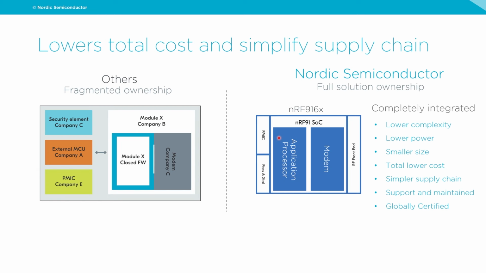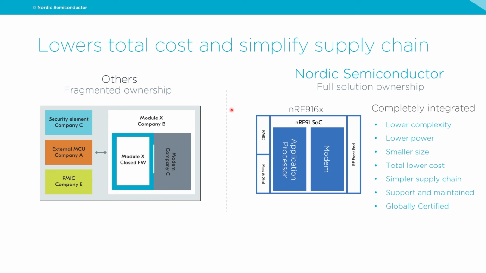This solves a lot of issues, but one of the most important ones is that in this traditional approach, there's fragmented ownership. You have one company providing the chipset, one company providing the module, and then another company for the MCU, PMIC, security element, and so on. When you run into issues or technical difficulties, this creates a lot of points of contact, especially on the cellular side. Often, there's a tug of war between module maker and chipset maker to figure out where the issue is. You need to ship your devices to the manufacturer to troubleshoot. With Nordic, it's a single point of contact.